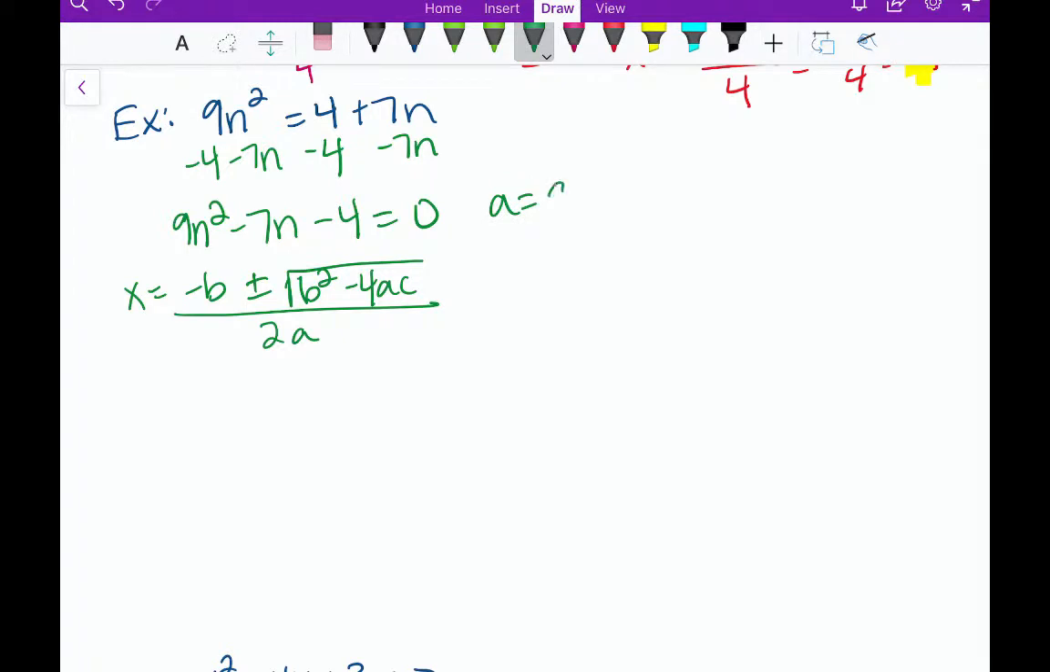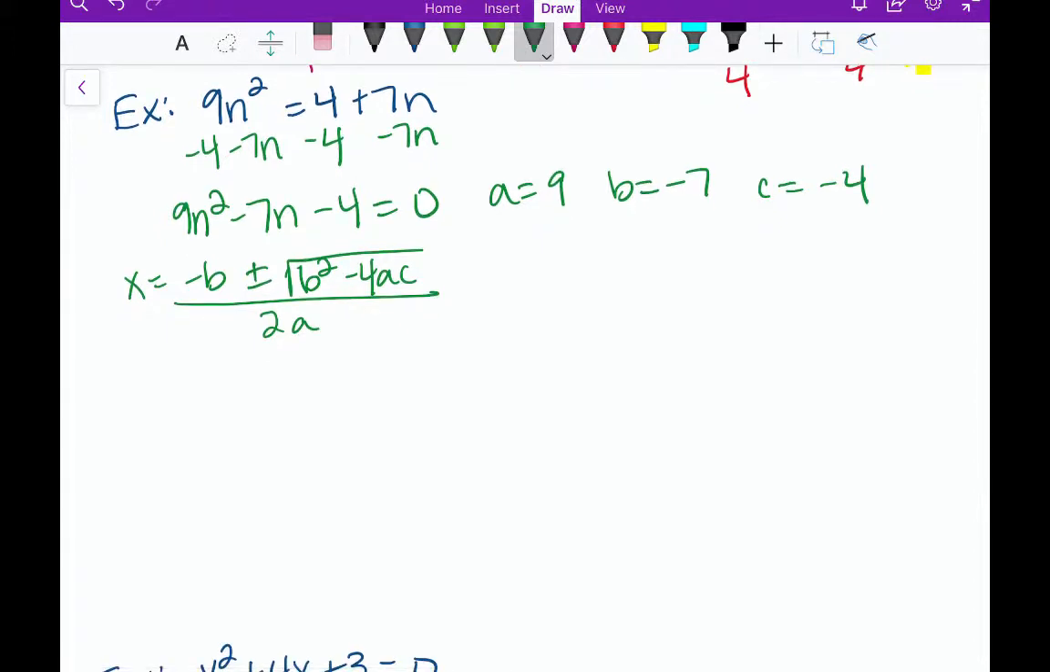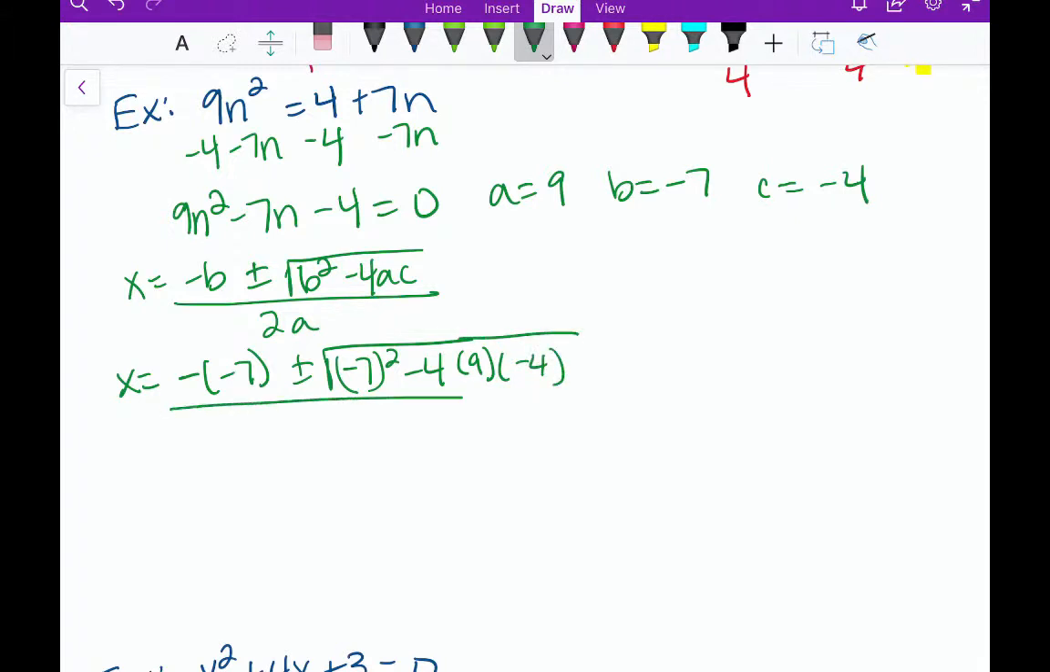My a is 9, my b is negative 7, and my c is negative 4. This is why it's really important to write it in standard form before you start solving, so you don't mess up on a, b, and c. x equals negative 7 plus or minus the square root of negative 7 squared minus 4 times 9 times negative 4, all divided by, I'm going to go ahead and simplify this, 2 times 9, which is 18.